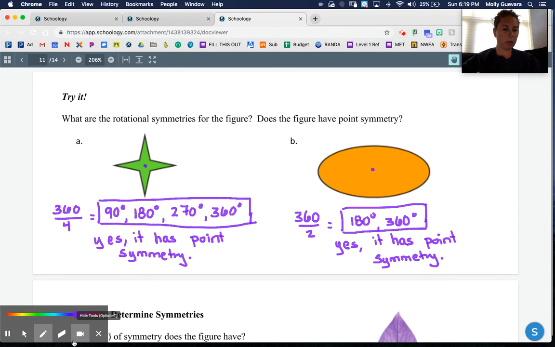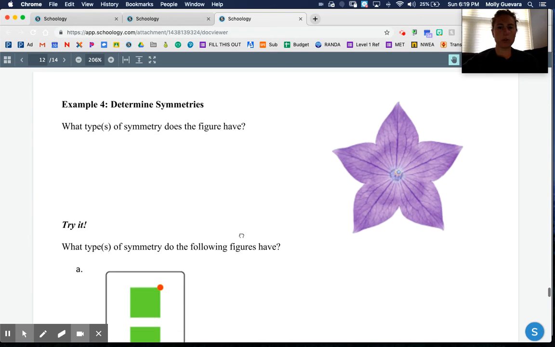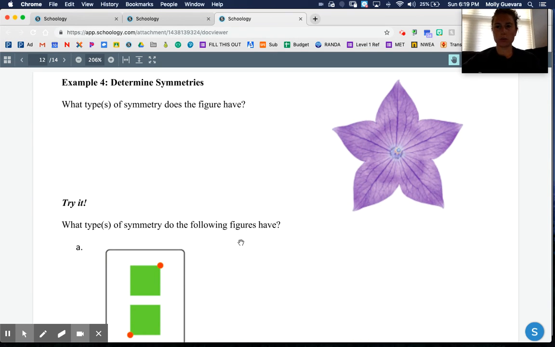We're moving on to example 4. Remember, you can always pause the video and take notes or do whatever you gotta do, okay? Example 4 says, what types of symmetry does the figure have? So we're just gonna go through and figure out all the different types of symmetry. The first one I'm gonna look at is reflectional symmetry.